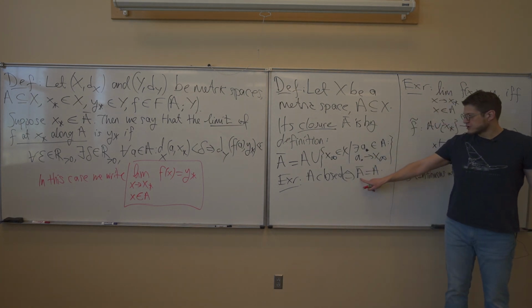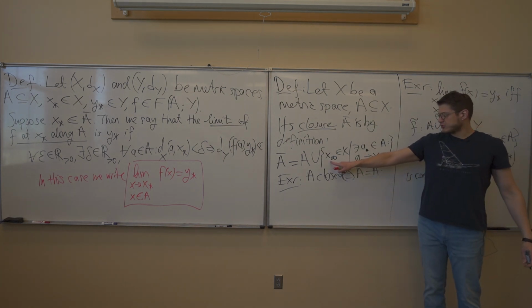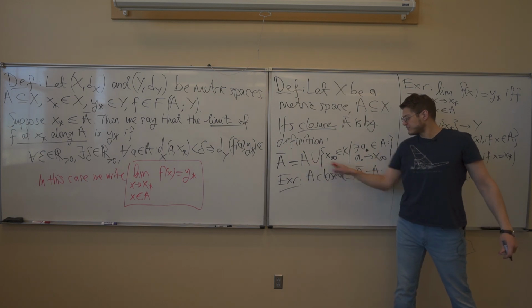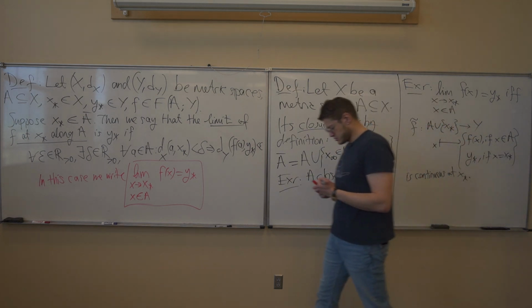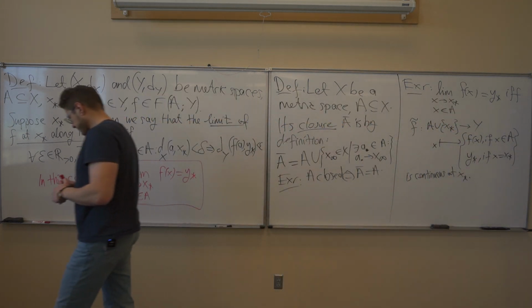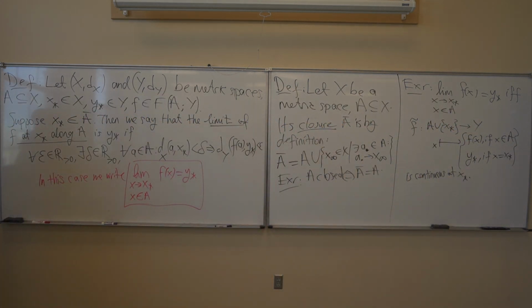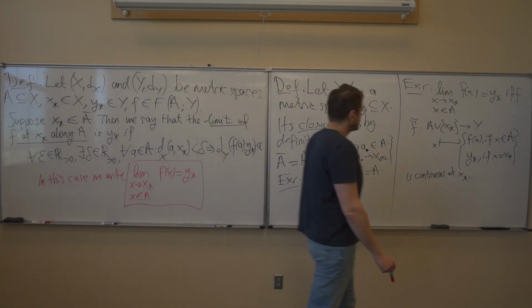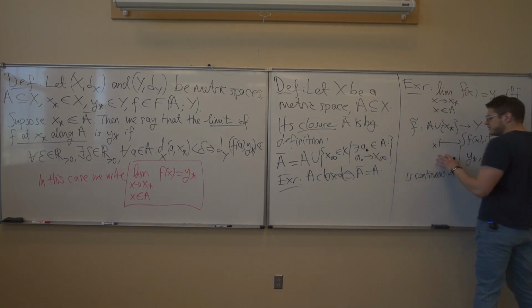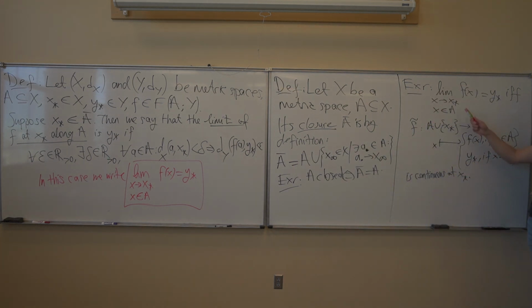In other words, somehow any limit point is already in A. So this is sort of like a redundant union. Okay. So this is like a nice idea. And here's an exercise that is related to this, which really tells you that this is nothing new.